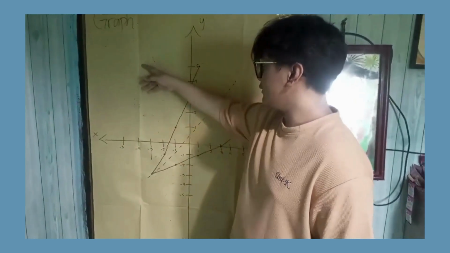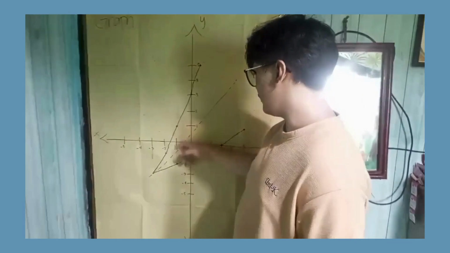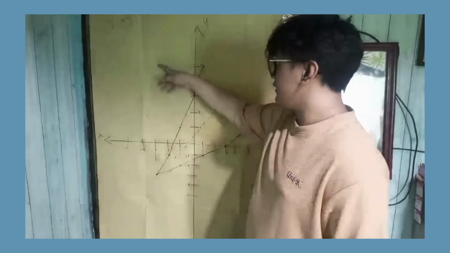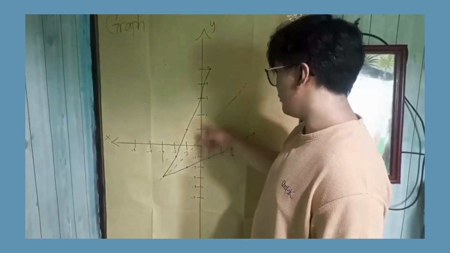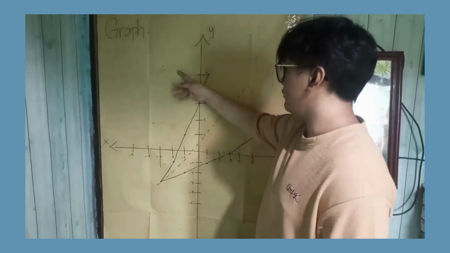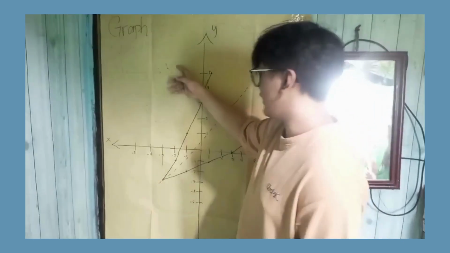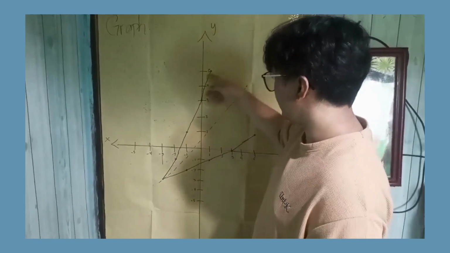Next, x is negative 1 and y is positive 1, so we will put that in here. The next is x equals 0 and y equals 3, so we will put the point in here. And next, x is positive 1 and y is positive 5, so we'll put the point in here.